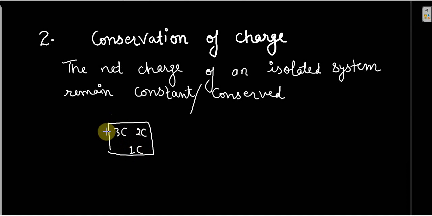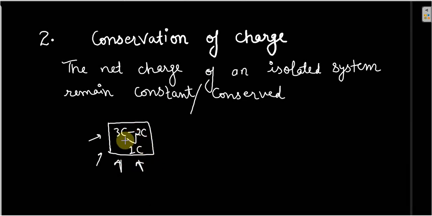So let us consider this box. There are three charges, 3 coulomb, 2 coulomb and 1 coulomb, and there is no external force from the outside. For example, if you lock yourself inside a room and you are not allowed to go outside or take anything from inside or outside, which means everything is banned, then you are in an isolated system. The same condition applies to charges. This is your isolated system. These charges cannot experience any external force, but they can interact with each other.